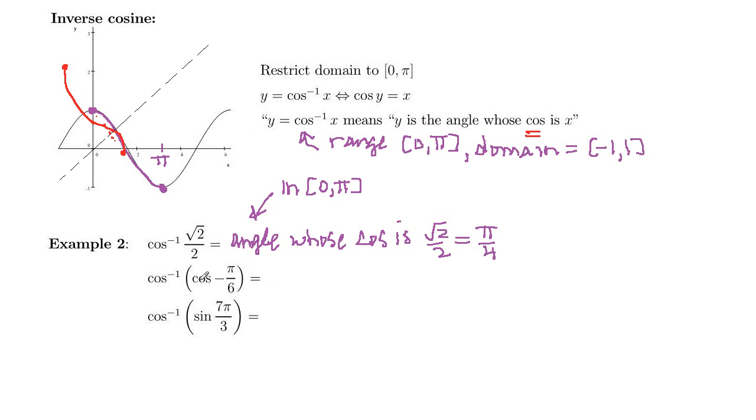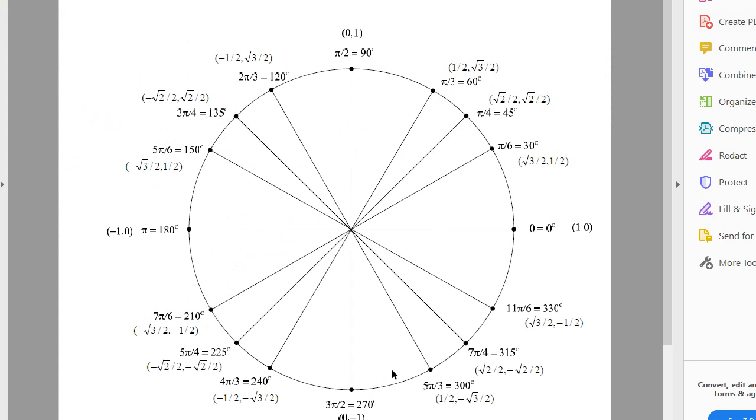And then here we've got cosine of negative pi over 6, and then inverse cosine of that. Our cancellation laws work with cosine and inverse cosine as long as our angle is between 0 and pi. But this angle, negative pi over 6, is not between 0 and pi. So we have to find the inside and then do inverse cosine of that. So cosine of negative pi over 6. Go to our unit circle. Negative pi over 6 is down here, the same as 11 pi over 6. The cosine is the x coordinate, root 3 over 2.